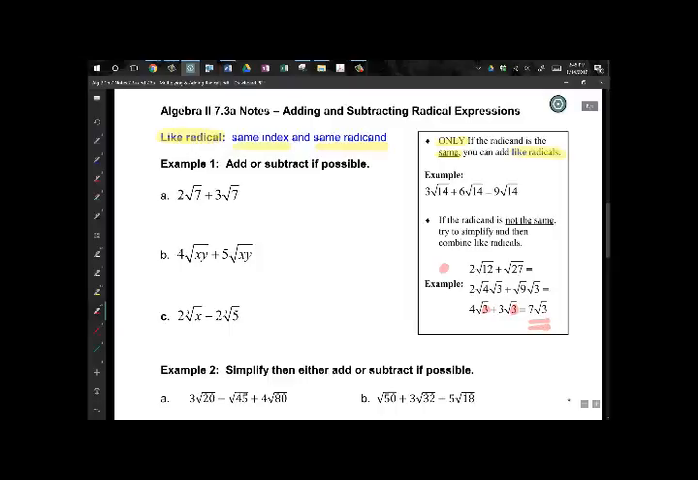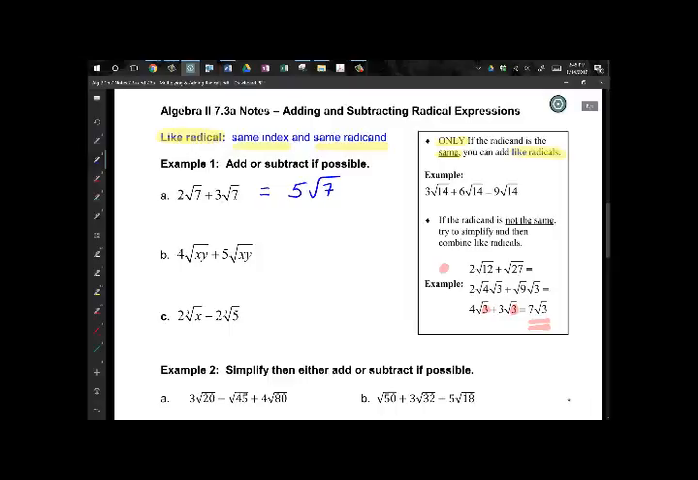So let's practice a couple of these. I think you'll find them fairly straightforward. Question 1, are they both square roots? The answer is yes. Question 2, are they both square root of 7? The answer is yes. So you're allowed to add them because they are like radicals. So that would be 5 square roots of 7.